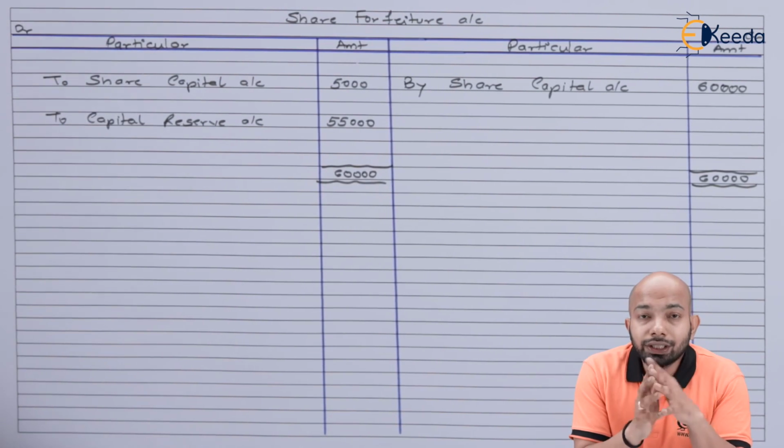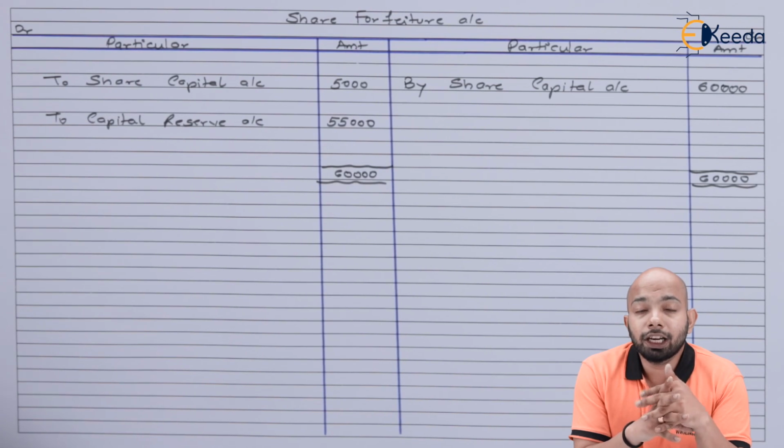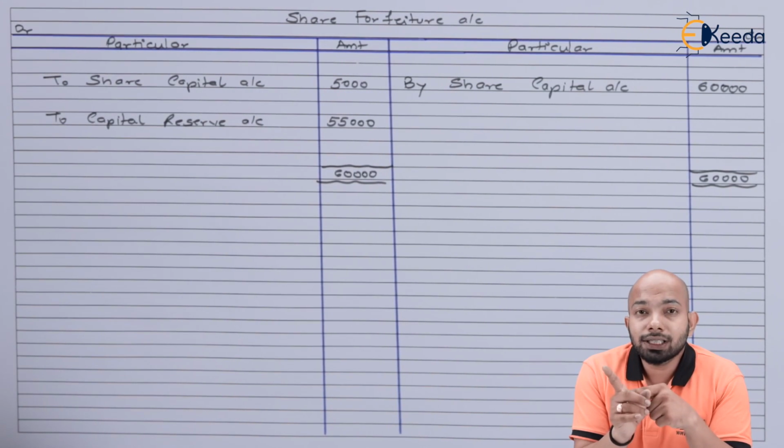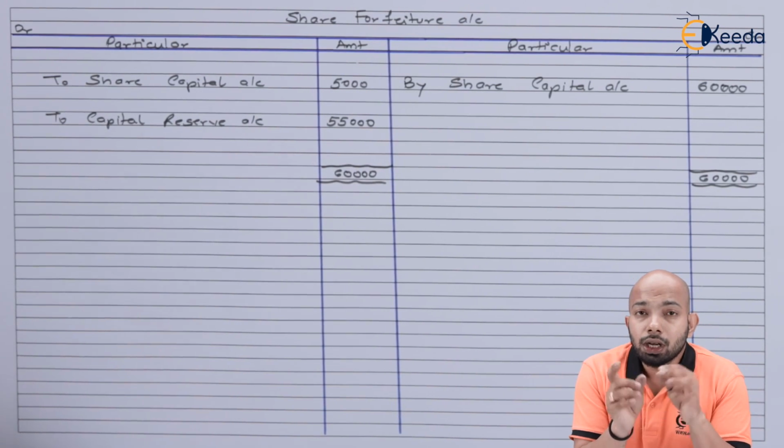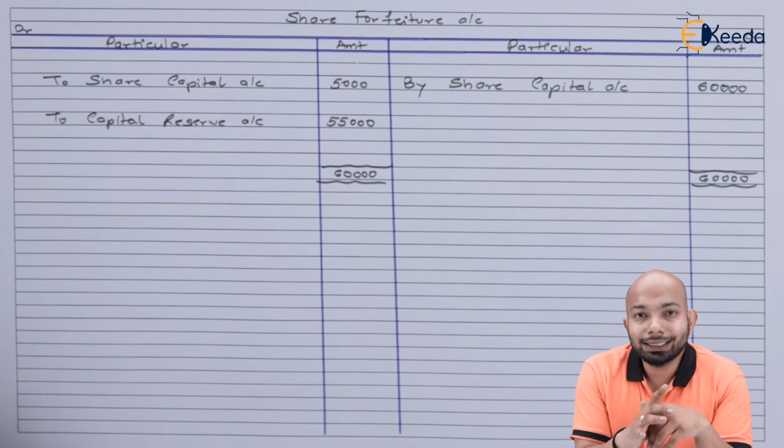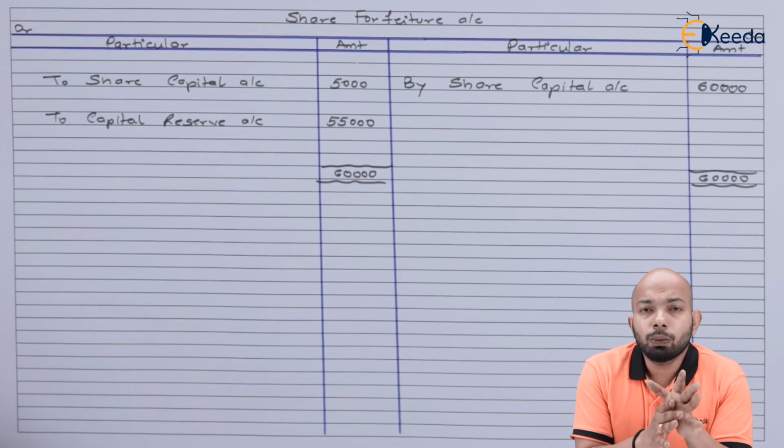Make sure the alternative entry for reissue is kept in mind, because in the next few sums that you will be studying in the next videos, you will have to go through only those entries. So this was a basic sum to make you understand how exactly things work out.